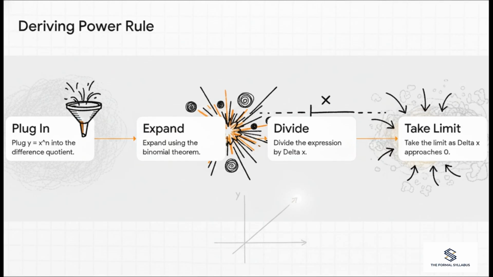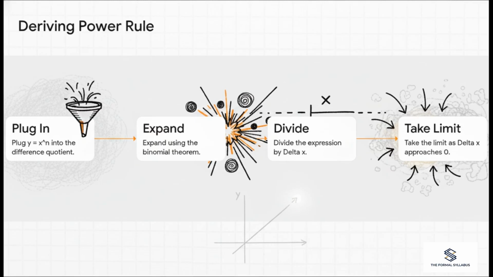First, we plug our function, y equals x to the power of n, right into our difference quotient. Next, we expand the term x plus delta x to the power of n using the binomial theorem. And when we do this, the initial x to the n terms beautifully cancel each other out. What we're left with is a single term containing delta x alongside a bunch of other terms with even higher powers of delta x. Step 3, we divide everything by delta x. And finally, we take the limit as delta x approaches 0.